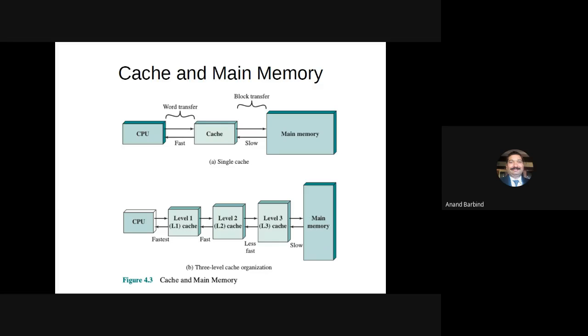Now, the next point to be discussed in the memory organization, which is one of the important points in memory, is the cache. So cache is the high speed memory which is present between the central processing unit and the main memory.